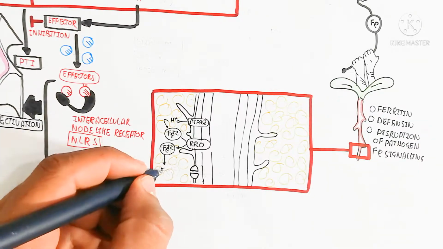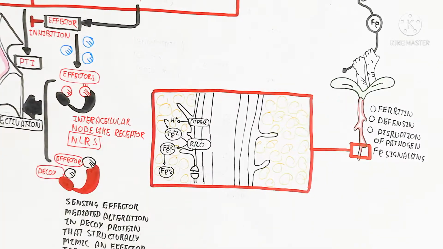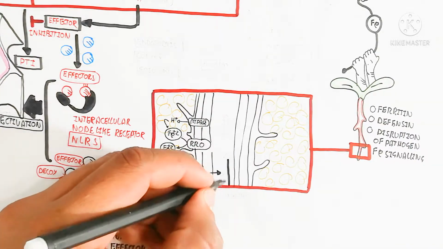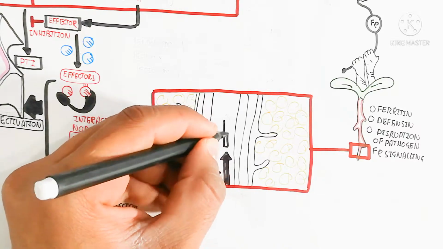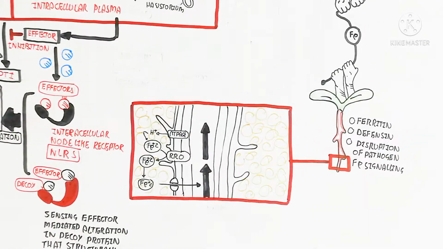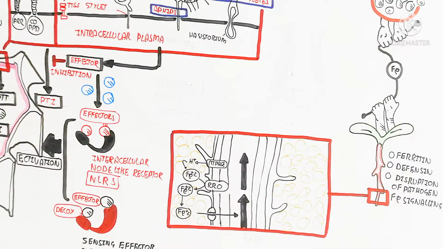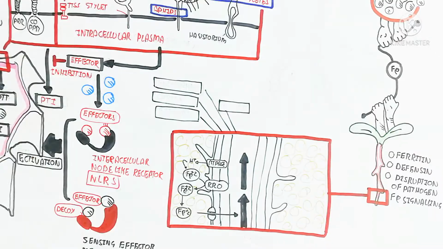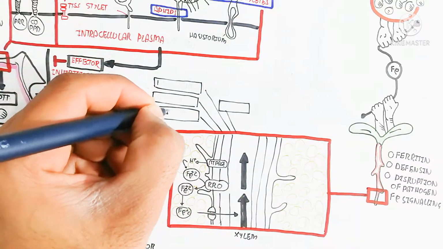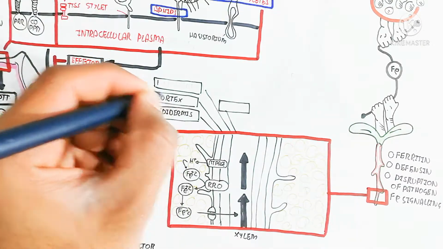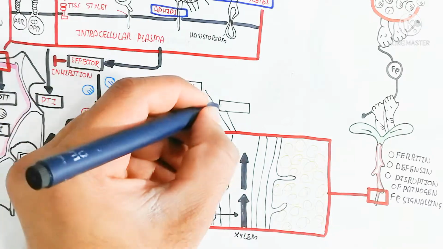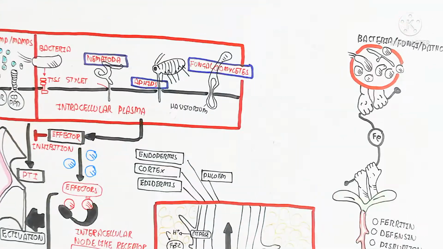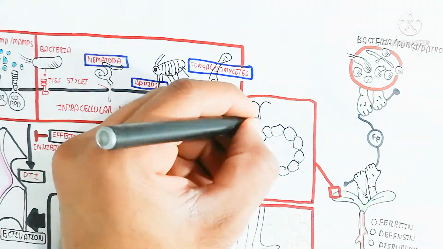This ATPase basically pumps ferrous out, converting ferric to ferrous, and this iron is contained, and this is the iron receptor iron transporting, which is used to move the iron throughout the body. So here is the endodermis, cortex, epidermis, and phloem and xylem.